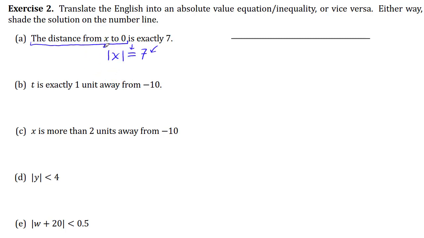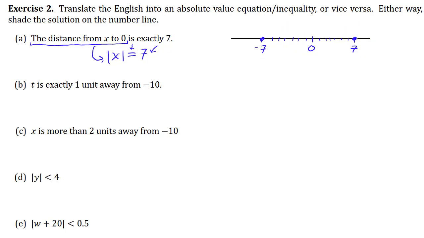So in other words, the absolute value of x is 7. It came out kind of ugly. Let me fix that. There we go. And to shade this on a number line, here 0, we want to go a distance of 7 in either direction. All right, there's my ugly number line. So that dot could be x, or that dot could be x.